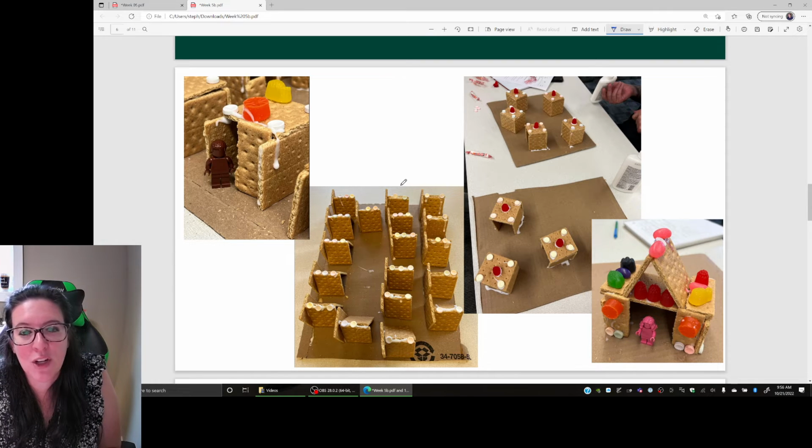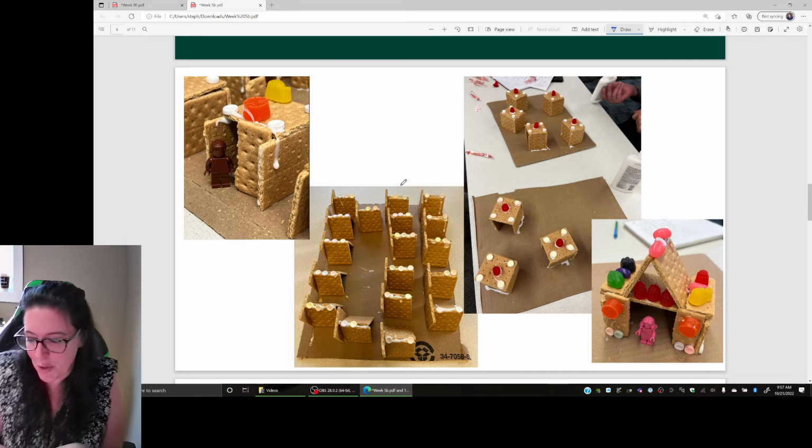In our construction, our limitation here is that our little Lego person has to be able to fit in and out of your gingerbread house. So that's your constraint.